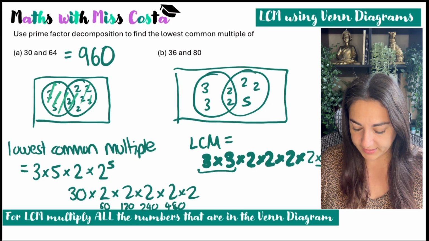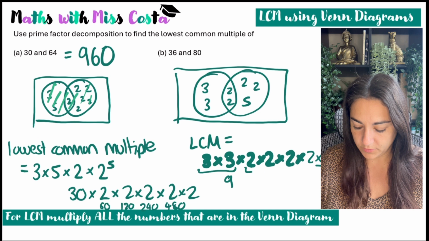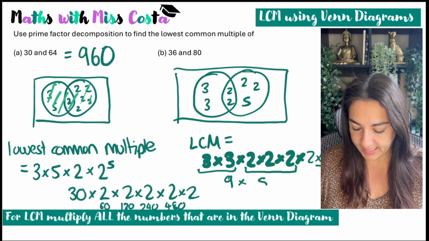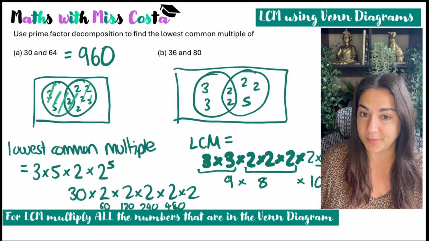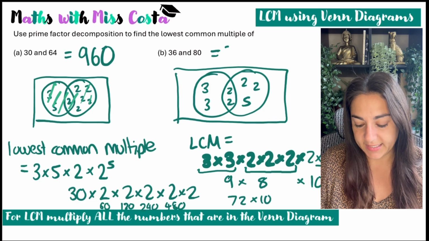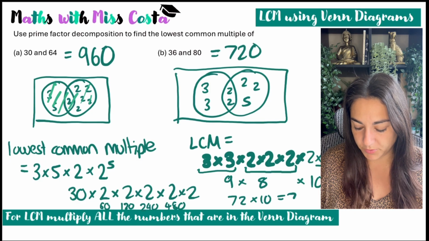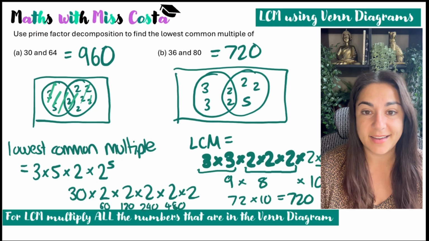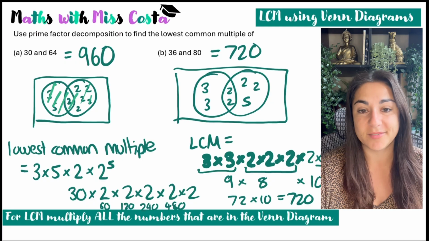So 3 times 3 is 9. 2 times 2 times 2 is 8. And 2 times 5 is 10. I've just made it easier for myself. You can just type it into your calculator. 9 times 8 is 72. And 72 times by 10 is 720. So the lowest common multiple of 36 and 80 is 720.